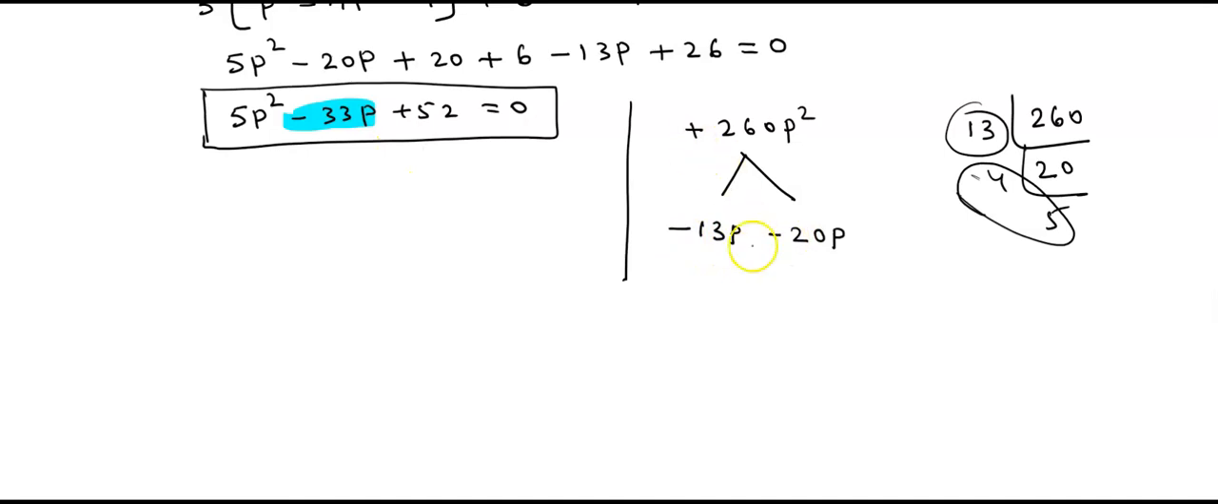Yes, if we add these two terms, we get minus 33. Multiply, minus into minus plus, 13 into 20 is 260. Yes, we are getting p into p is p square. So I am going to write 5p square. You don't see minus or plus, see just the numbers 20 and 13. Which is bigger? 20. So I am going to write first 20, that is minus 20p, then minus 13p, then the last term as it is, plus 52 is equal to 0.